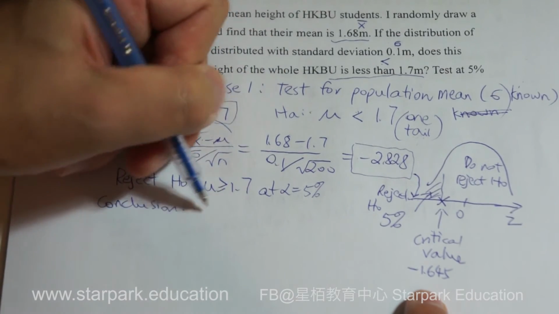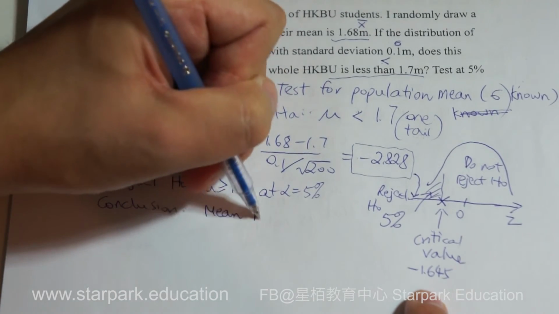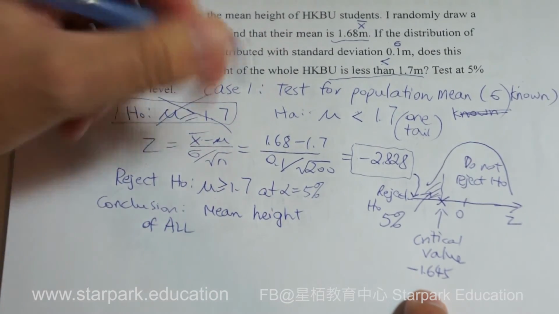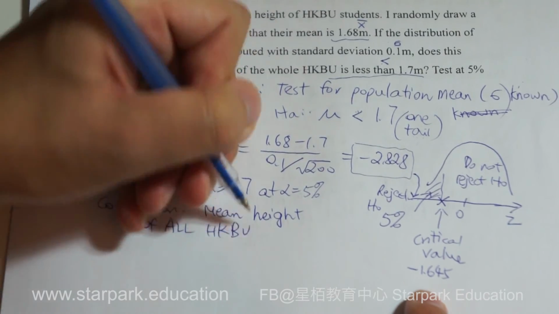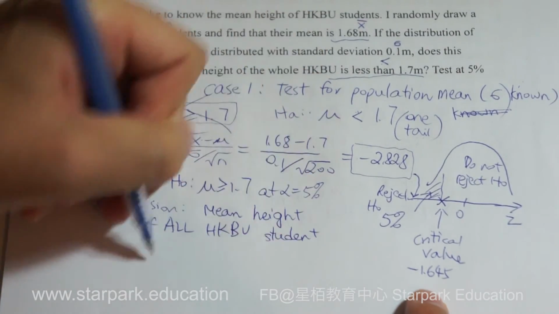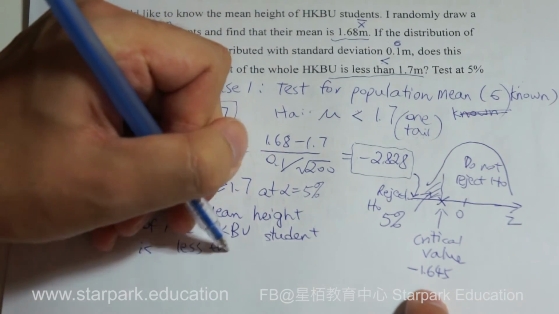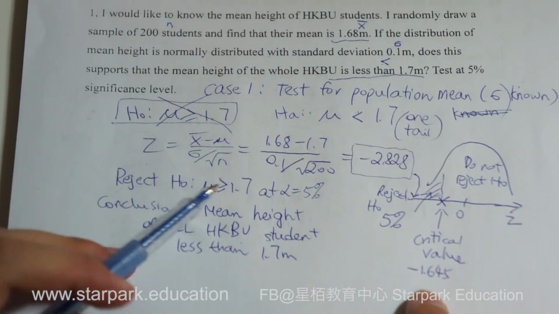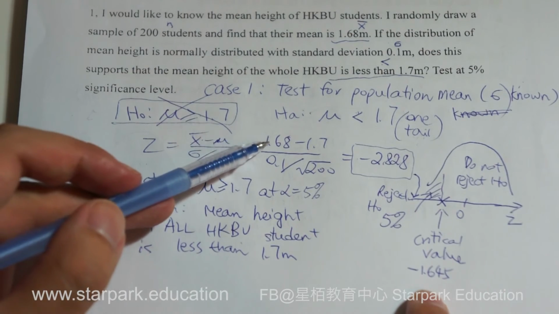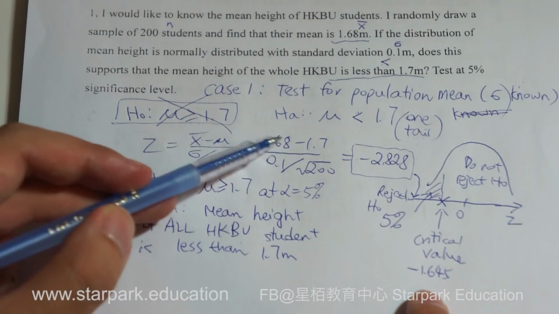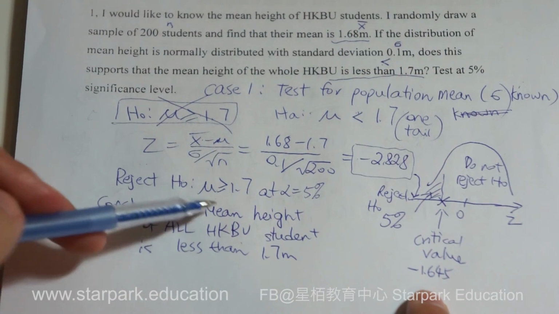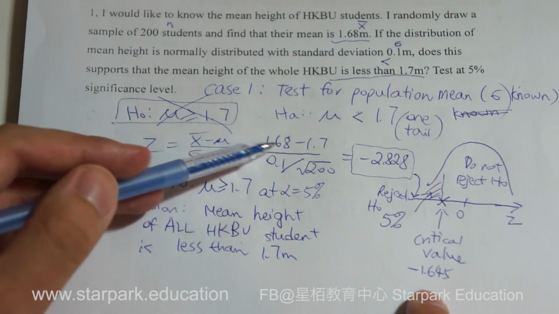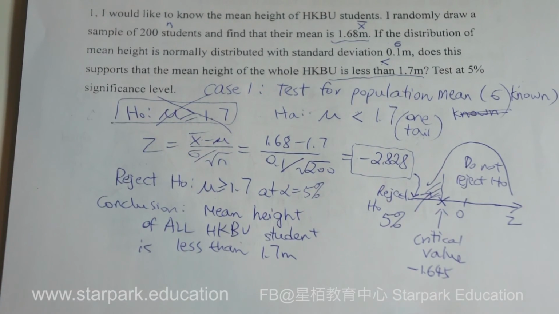So the conclusion is that the mean height of all the Hong Kong BU students is less than 1.7 meters tall. And that makes sense because from the sample of 200 students, you have only 1.68 meters. So in your conclusion, the mean height is less than 1.7 meters for all the Hong Kong BU students. So that is consistent. Okay, so that finishes all the steps in case 1.